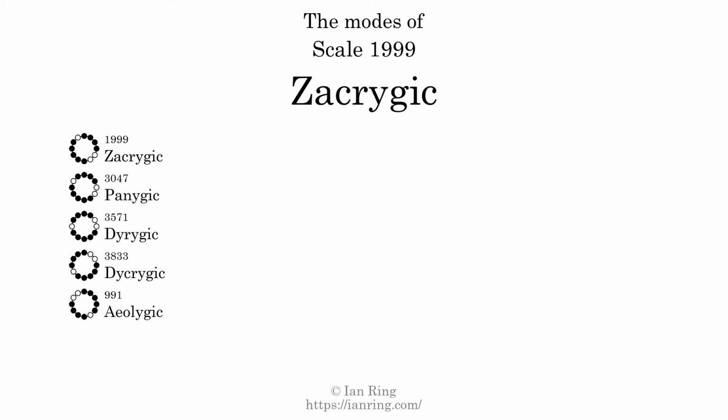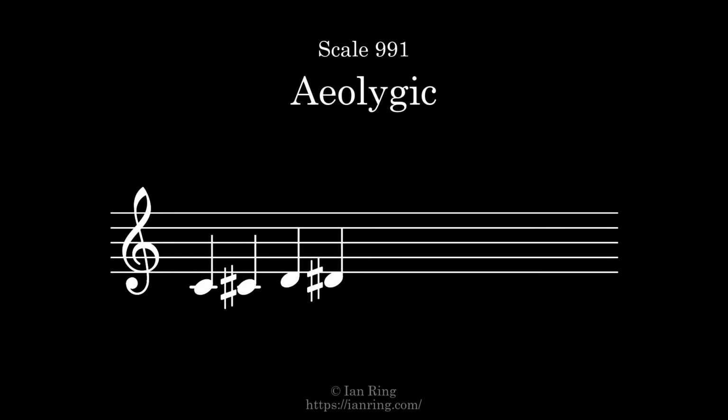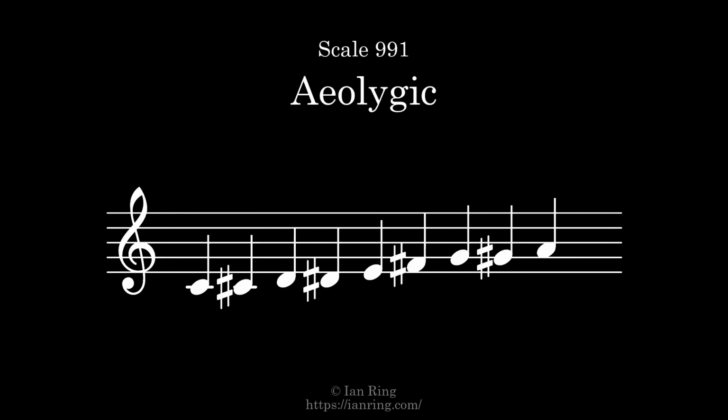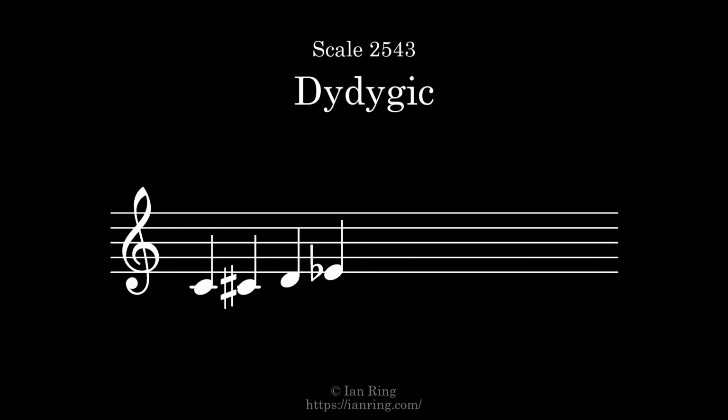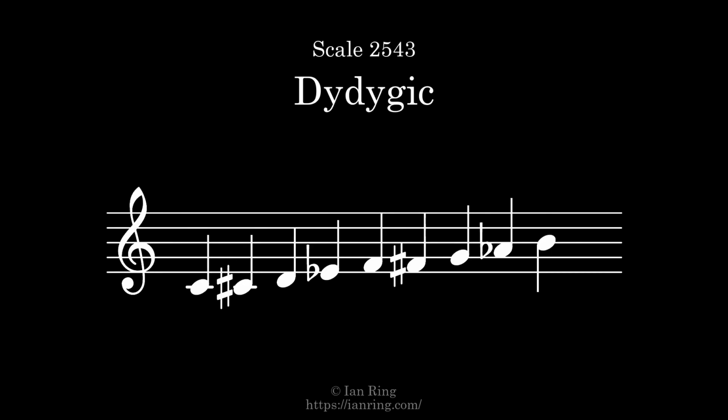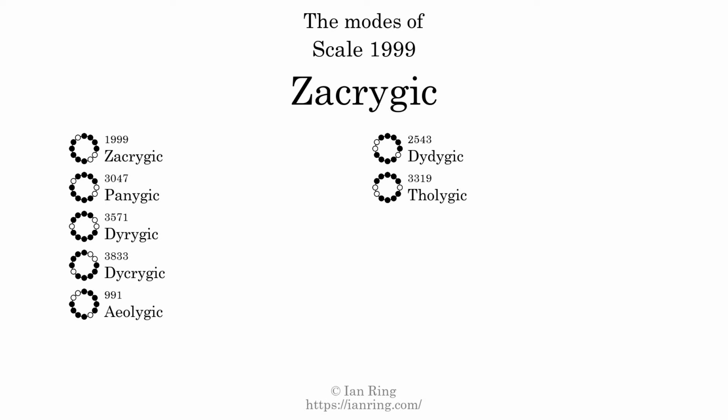The fifth mode is scale 991, also known as Zacrygic. It sounds like this. The sixth mode is scale 2543, also known as Zacrygic. It sounds like this. The seventh mode is scale 3319, also known as Zacrygic. It sounds like this.